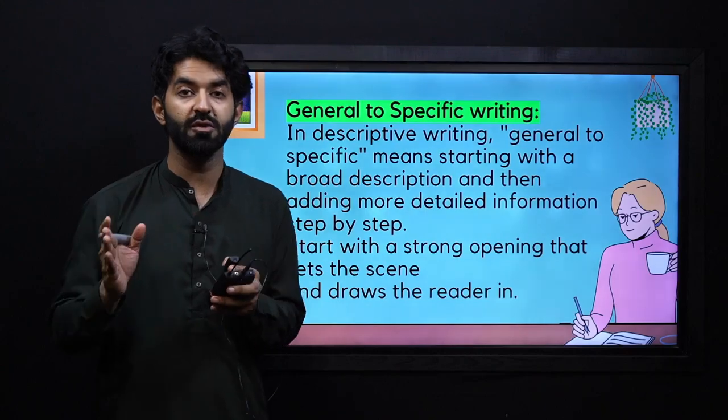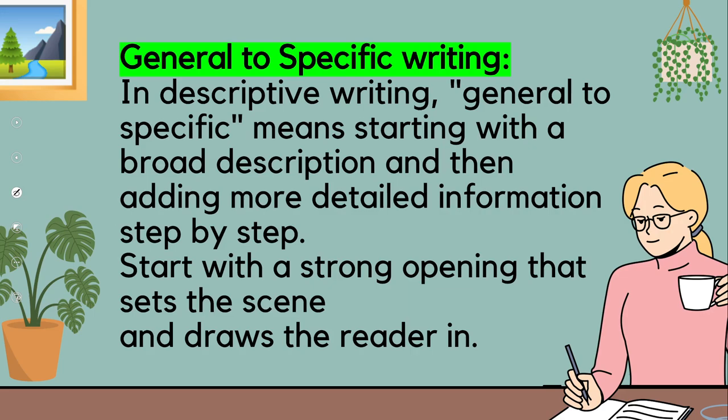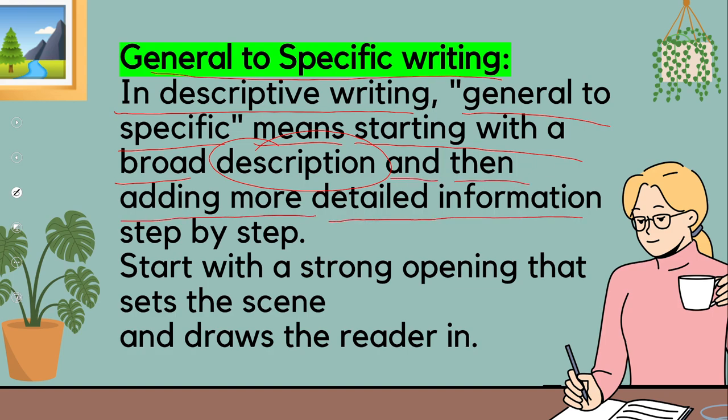Now, number one thing that we have in our students' learning outcome as well is general to specific writing. Let's see what it is. In descriptive writing, general to specific means starting with a broad description and then adding more detailed information step by step. So this is how we move from general to specific writing in our paragraph.